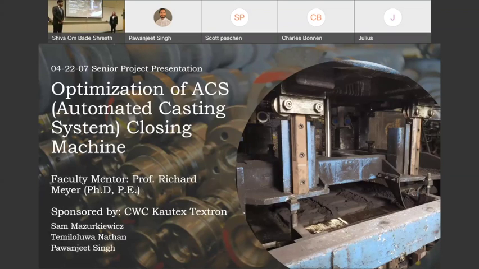So this is group 7 and the title of our project is the optimization of ACS based machine. Now my co-team mentor is Professor Meyer. Now sponsoring company TWC Caltech. My teammates are Sam Secret, myself, and Paranjit.